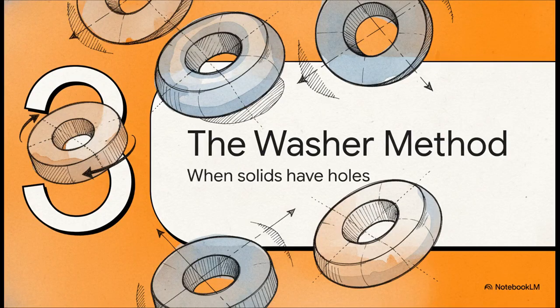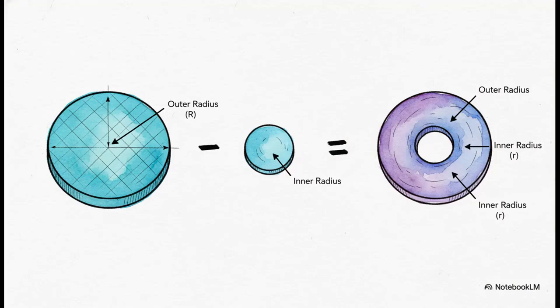Fantastic! Okay, now that we've mastered the disk method, let's build on it. Section 3 is all about the washer method. And this answers a really good question. What if the 3D shape we make has a hole right through the middle? Well, if you punch a hole in a disk, what do you get? A washer. And the logic is pretty much the same.